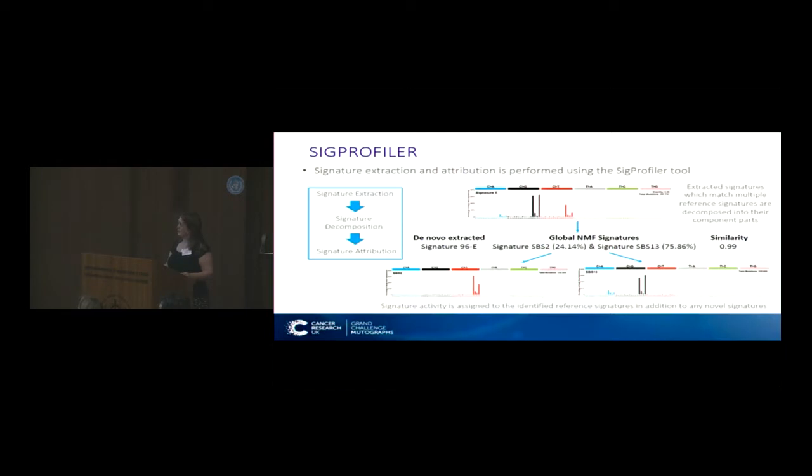And basically, what this does is it extracts those signatures from the data. But when you have signatures which are commonly found together, and in this example you have the two APOBEC signatures which are found in most samples together, you can't always separate those two out unless you have a very large number of samples. But what SigProfiler can do is then recognize that this is contribution from two different global reference signatures and split them out, so that then you can get attribution data from both of those signatures individually, as well as any novel signatures which have come out in the extraction.